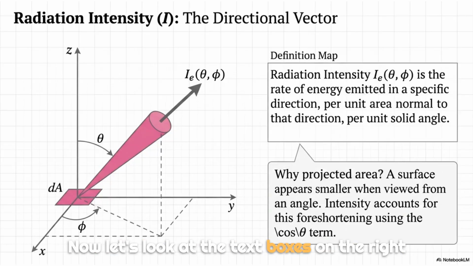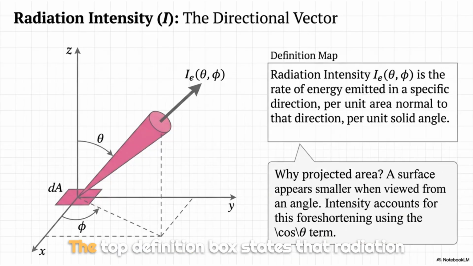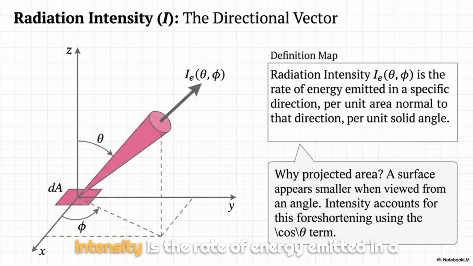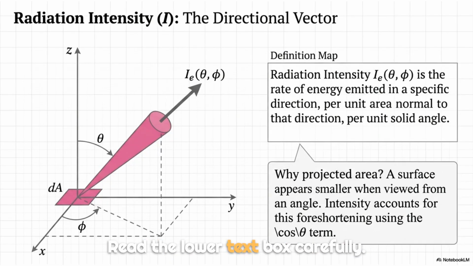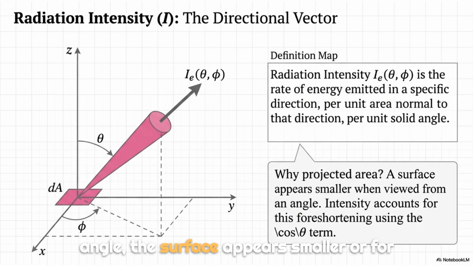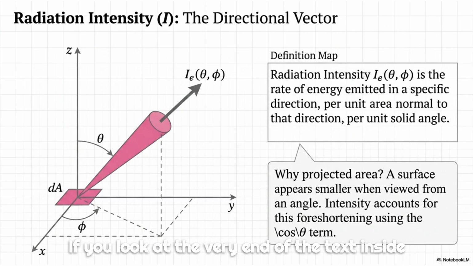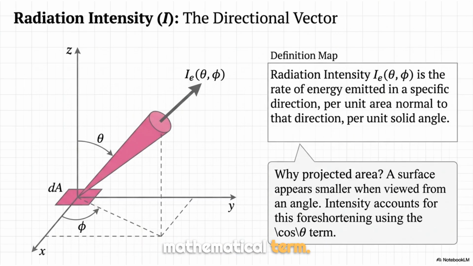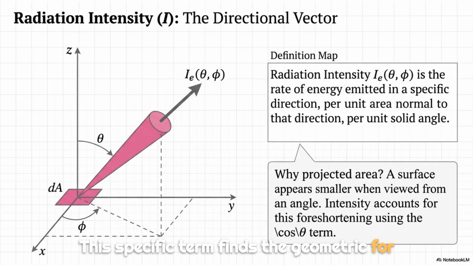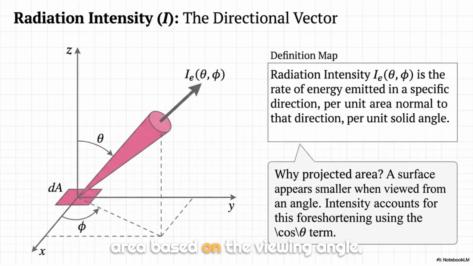Now let's look at the text boxes on the right to see how this is defined. The top definition box states that radiation intensity is the rate of energy emitted in a specific direction, per unit area normal to that direction, per unit solid angle. Read the lower text box carefully. Why projected area? When you look at a flat surface from an angle, the surface appears smaller, or foreshortened. Intensity accounts for this geometric foreshortening. If you look at the very end of the text inside that lower callout box, you'll see a small mathematical term. This specific term defines the geometric foreshortening adjustment factor, which uses a trigonometric cosine function to scale the area based on the viewing angle.